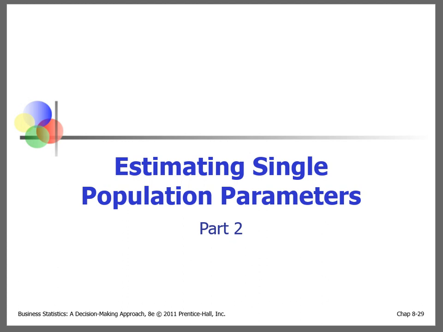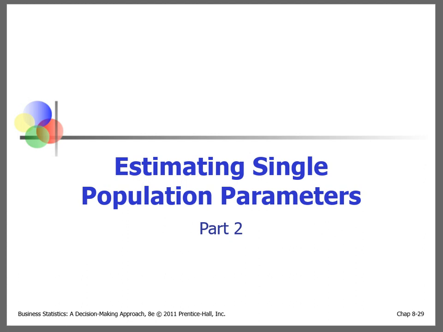Estimating Single Population Parameters, Part 2. In the previous video, we discussed the basic trade-offs that are present in all statistical estimations. The desire is to have a high confidence level, a low margin of error, and a small sample size. The problem is that these three objectives conflict.